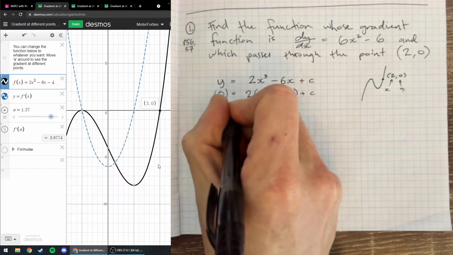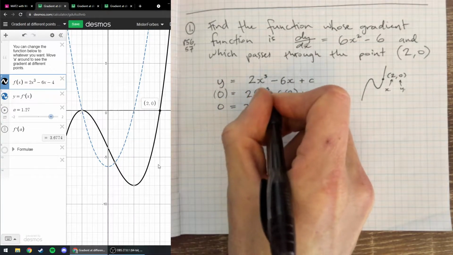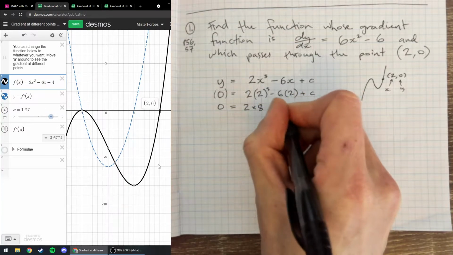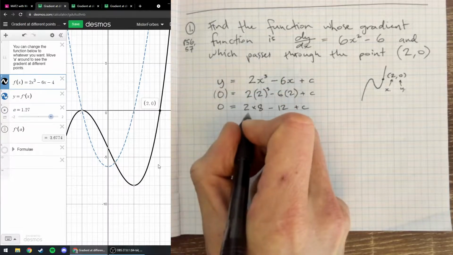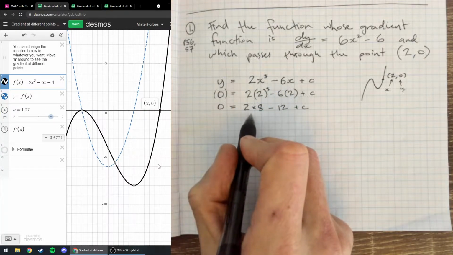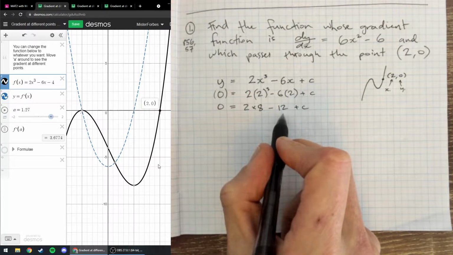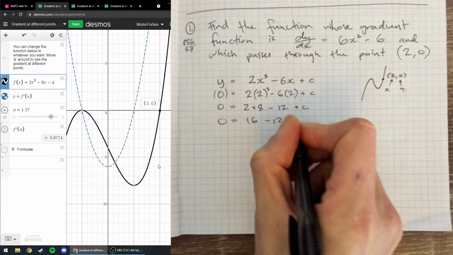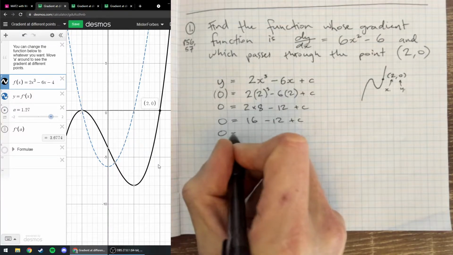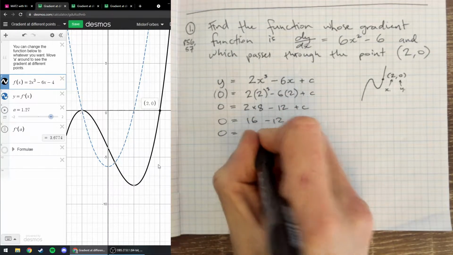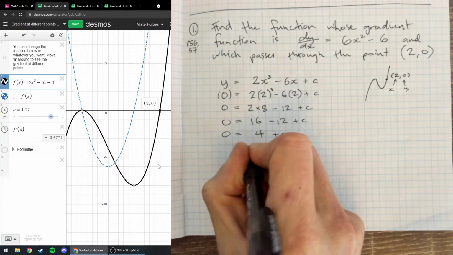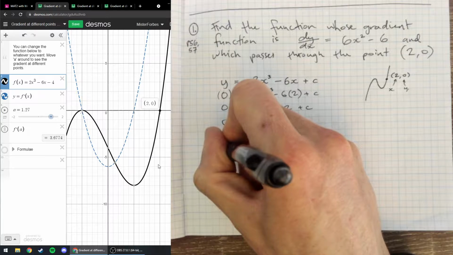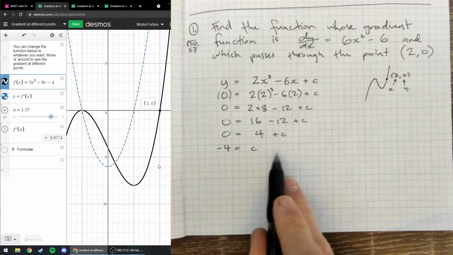So let's do that. 0 equals 2. 2 to the power 3 is 8. 2 times 8 minus 6 times 2 is 12 plus c. So we've got 16 minus 12. Well, maybe I should do this a little slower. 16 minus 12 plus c. 0 equals 4 plus c. So then c equals negative 4. That's showing absolute full working.